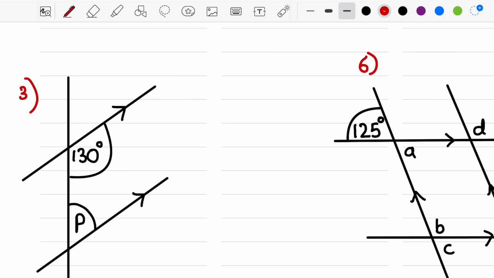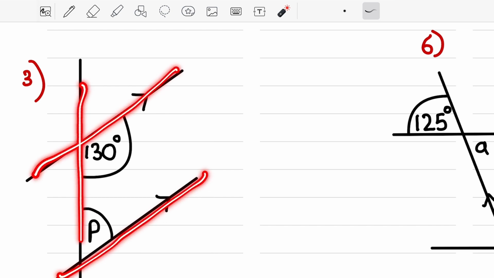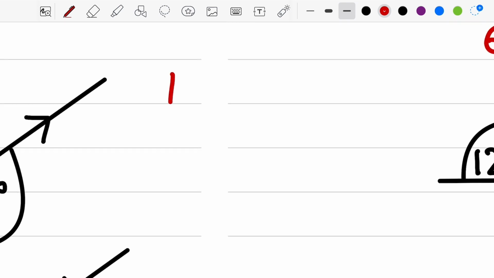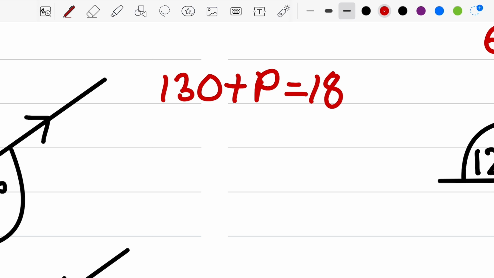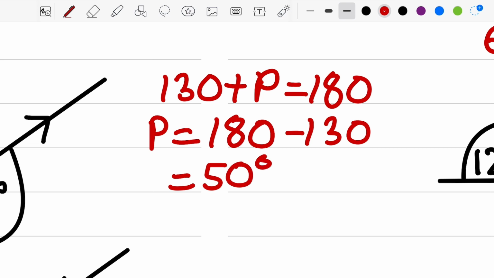Number 3. We have one simple rule to apply, which is co-interior angles. Since this line is parallel to this line, and we have a straight line going through, then these two angles here will sum to 180 degrees. So let's write it as 130 plus P is equal to 180. So P will be equal to 180 take away 130, which is 50 degrees. Good.